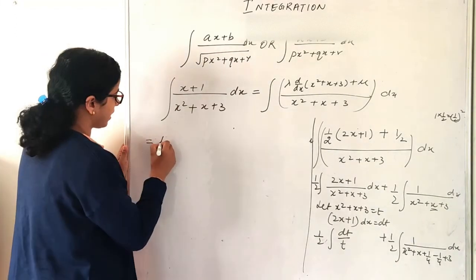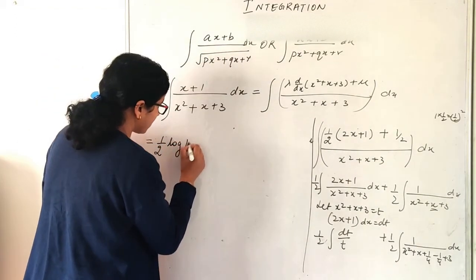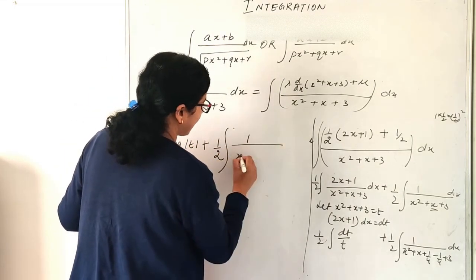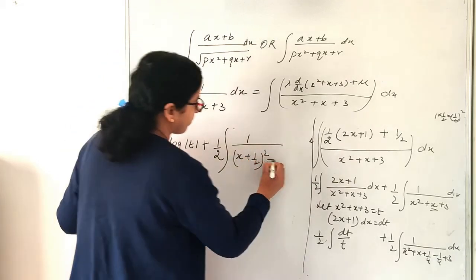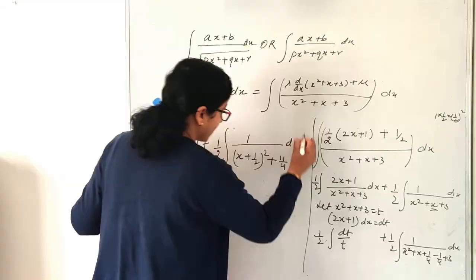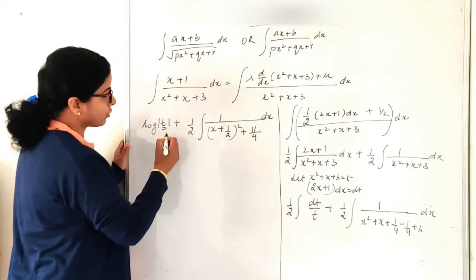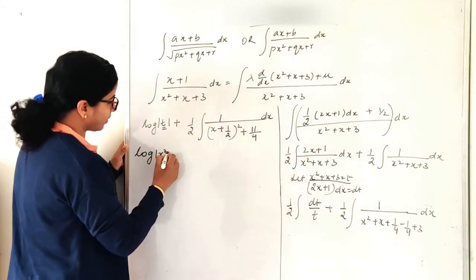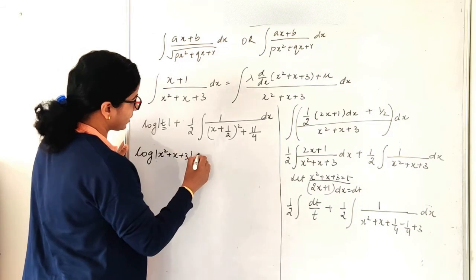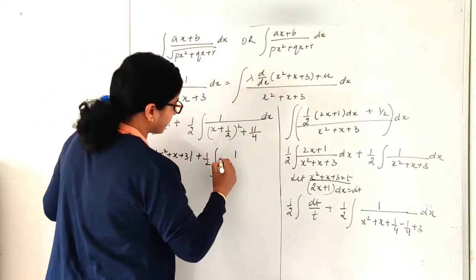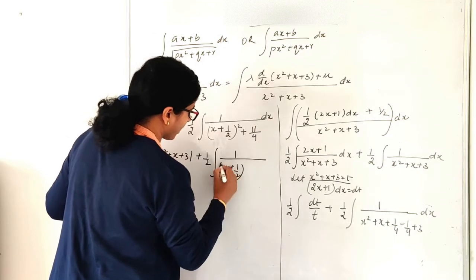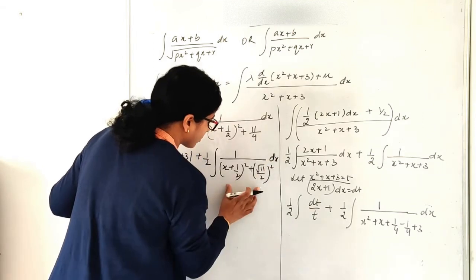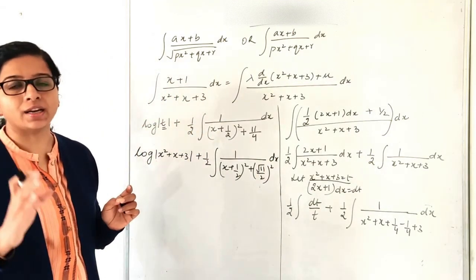So it will become half 1 upon t, integration is log t, plus integration 1 by 2, 1 upon x plus 1 by 2 whole square plus 11 by 4 dx. So let us check it out here. So we'll substitute the value of t now. So it will become log, the value of t is x square plus x plus 3, plus 1 by 2. This I can further write my integrand as 1 by 2 square plus root 11 by 2 square dx. X square plus a square, the formula is 1 upon a tan inverse x by a.